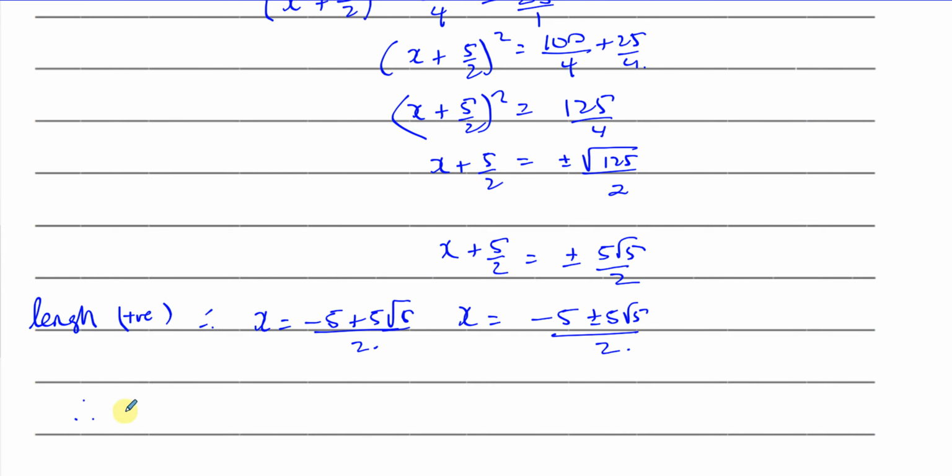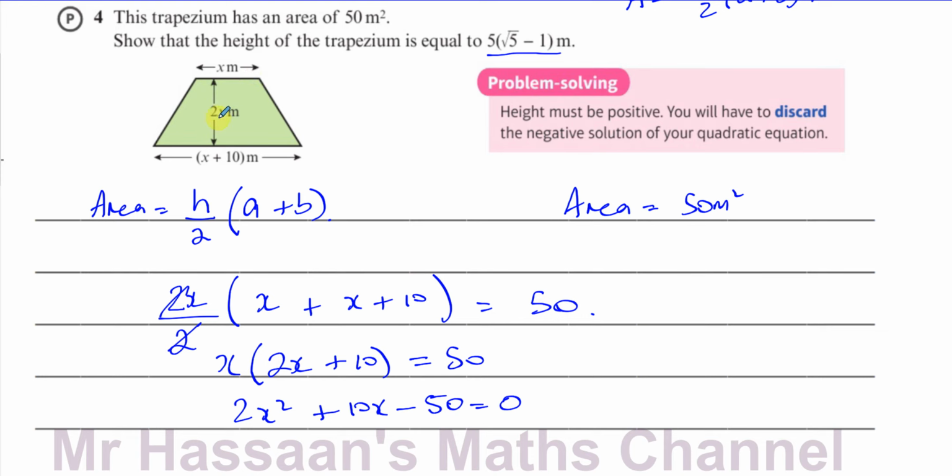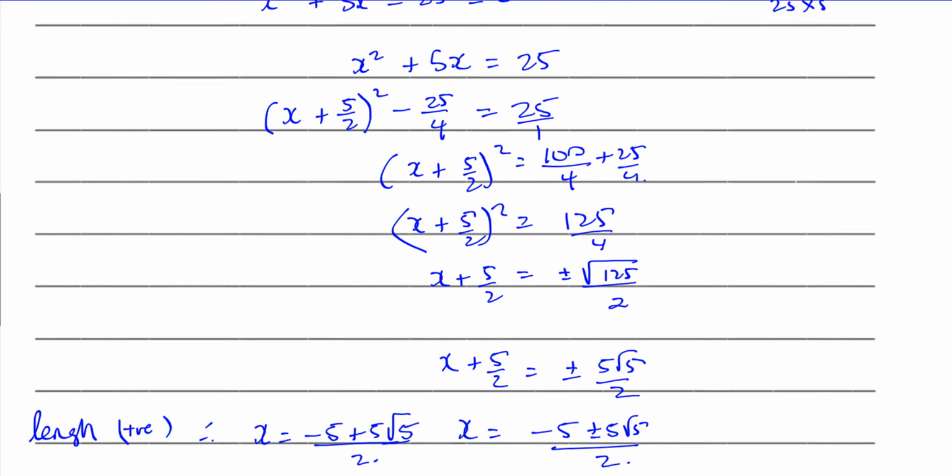So we can say, therefore, the height of the trapezium. Now remember, the problem is a lot of people don't read the question properly. The question says, find the height of the trapezium. It doesn't say find x. x is not the height of the trapezium. x is this length here. The height in terms of x is 2x, so what we have to do is multiply this answer by 2.